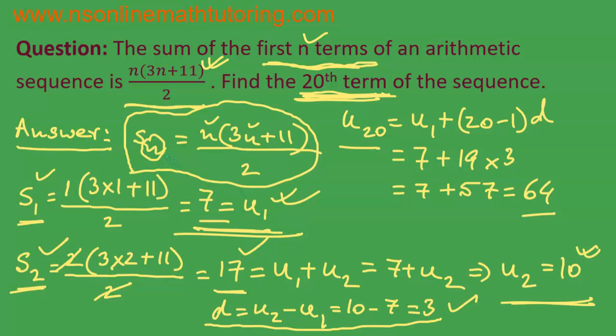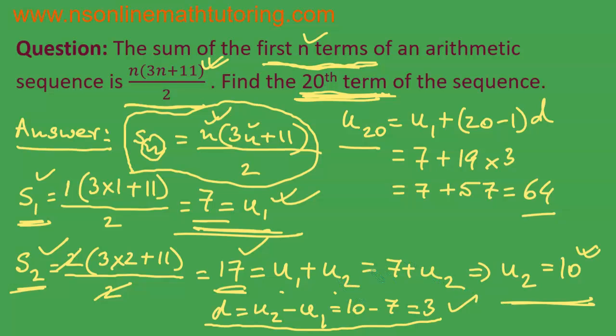In that case, we do not have to substitute different values for n. We will just take S1 equal to 7, and S2, which is equal to U1 plus U2, equal to 17, and subtract the value of U1 to get the value of U2.